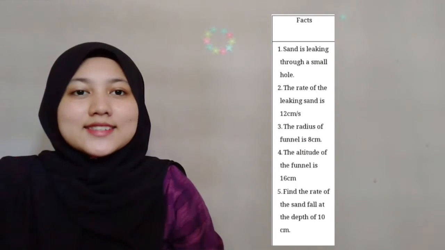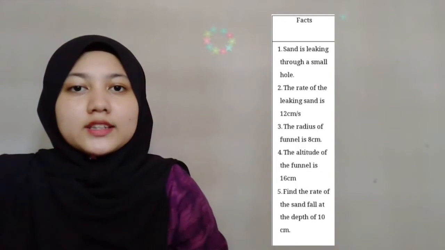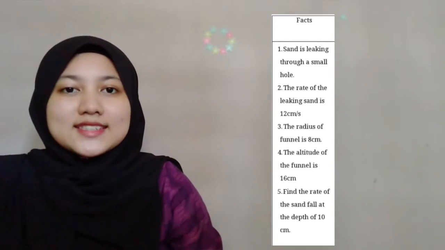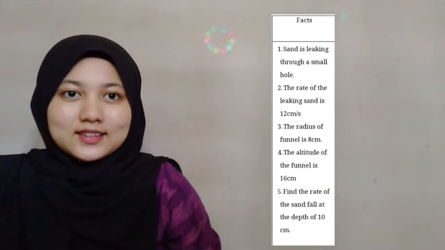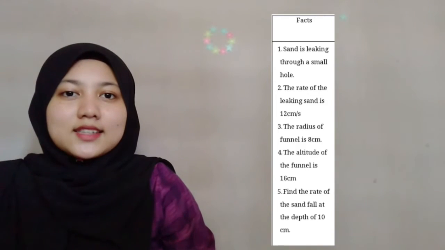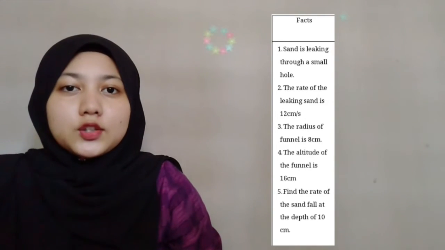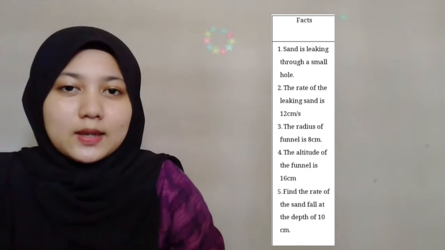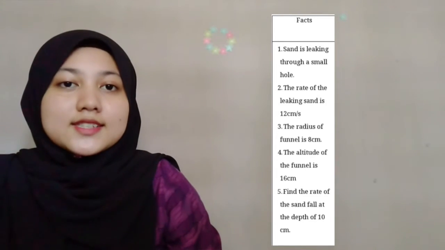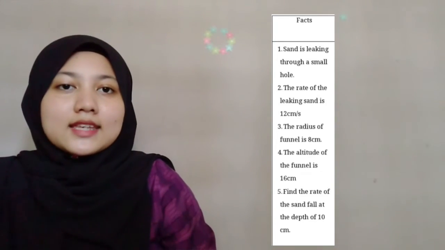For the facts, the sand is leaking through a small hole in the funnel and the rate of the sand leaking is 12 cm³ per second. The radius of the funnel is 8 cm. The altitude of the funnel is 16 cm. And we need to find the rate at which the depth of the sand falls if the depth is 10 cm.